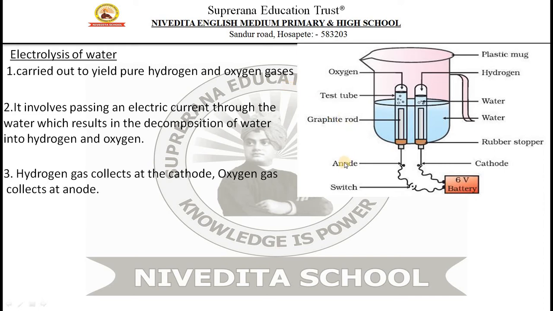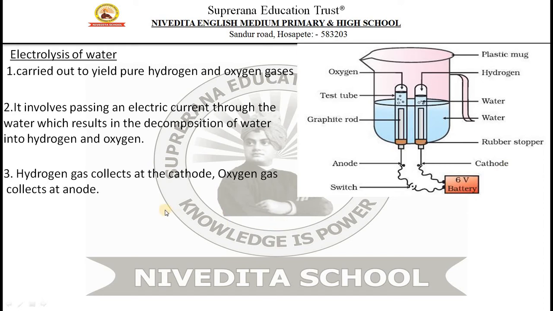So what happens? It's a very simple setup. In a glass tumbler, by making holes at the bottom, you insert a cathode and anode and fix them properly so that no leakage of water happens, right? And you place 2 inverted test tubes over them. The ends of the anode and cathode are connected to the battery. As soon as electric current is passed, the first thing we need to know is that anode is always positively charged and cathode is negatively charged.